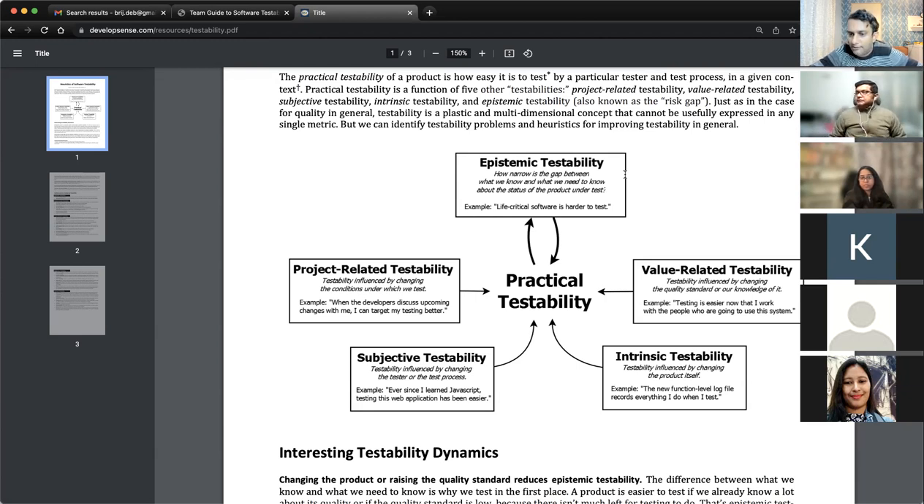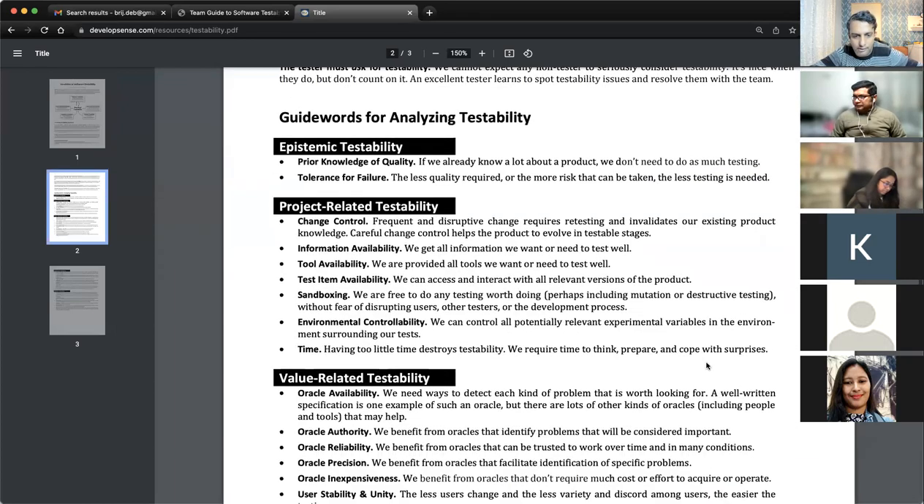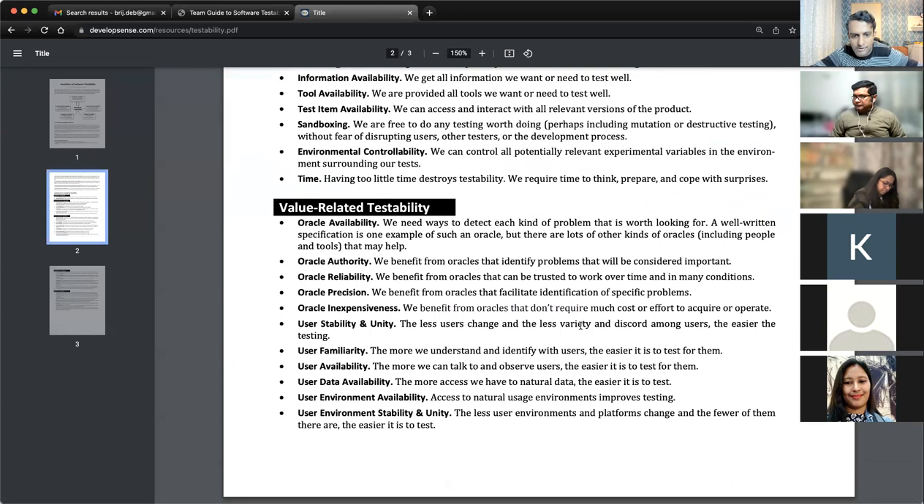Then you have the value-related testability. This is what I was talking about. Then you have subjective testability, which is influenced by changing the tester or the test process, and then of course intrinsic testability. Here, what I was talking about is mentioned, and that is only one of the things. There's quite a bit that even I need to catch up on. Under value-related testability, he speaks about oracle availability. So do we know enough about our test oracles?